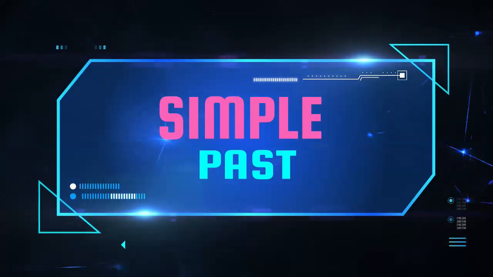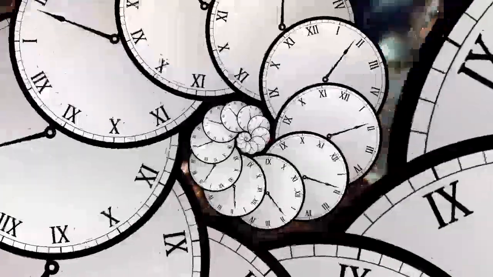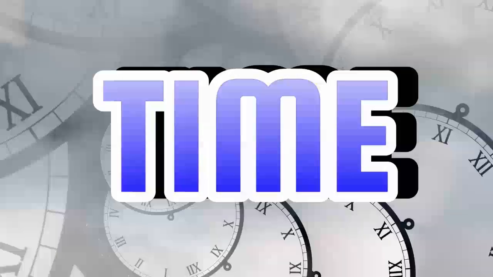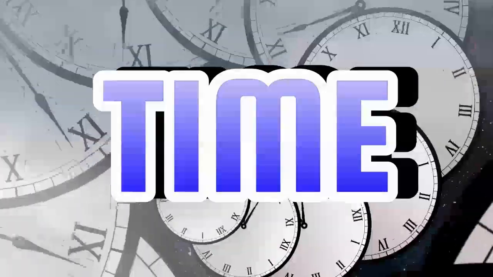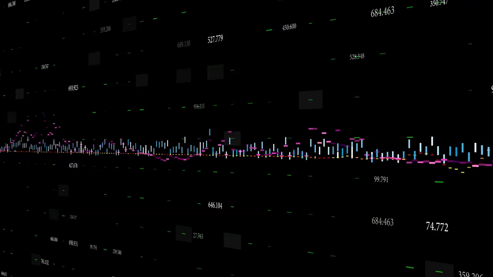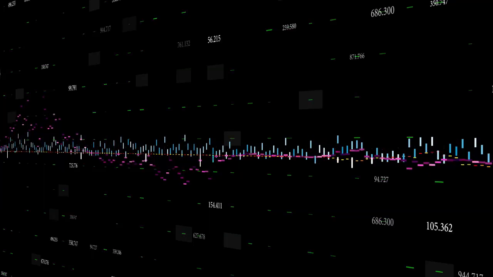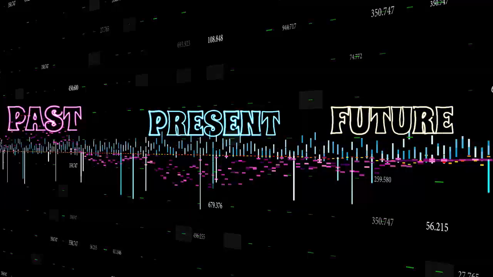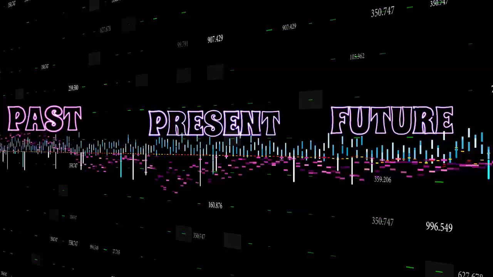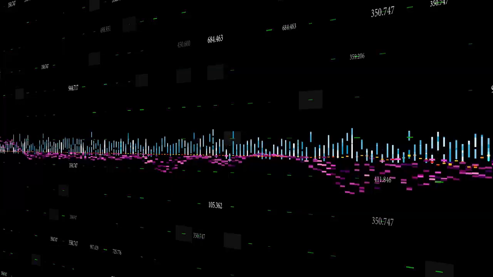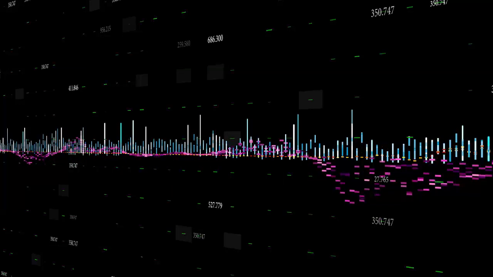The first thing we need to understand is time. So what is time? Well, time tells us when things happen, and things can happen at different times, right? Let's imagine a timeline, like the one we saw in Avengers Endgame. We can divide time in three parts. The past, where all things that already happened go to.